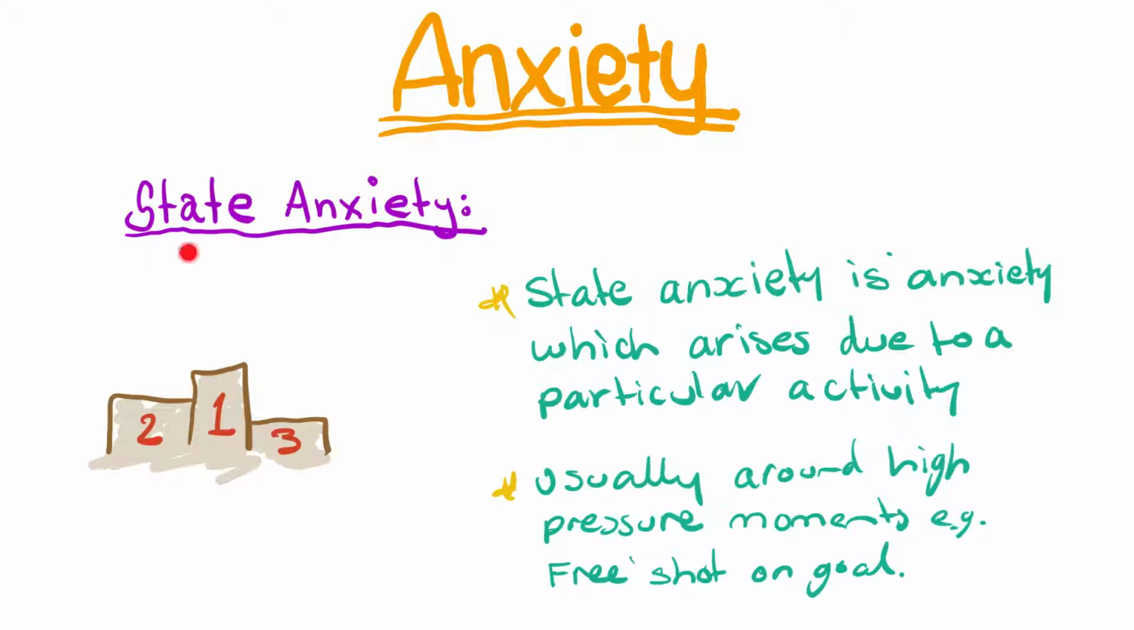The other type of anxiety is state anxiety. Now, state anxiety is anxiety which arises due to a particular activity. So if an athlete is, say, perhaps reaching the final series of a competition, their anxiety levels prior to the game or during training might increase because of the pressure from external sources, such as having to win a premiership or the trophies or rewards that go with winning those premierships. And as it says here, they're usually around high pressure moments. So for example, a free shot on goal in a soccer game or a three-pointer in basketball. So state anxiety is that anxiety that we get with the pressure of something that's coming up, as opposed to our personal characteristics about stressing or worrying about something.